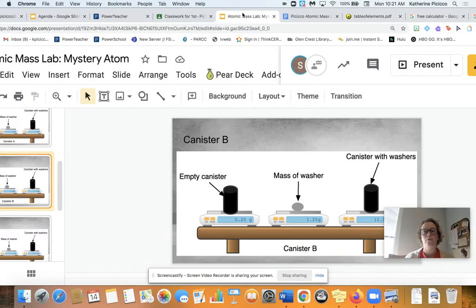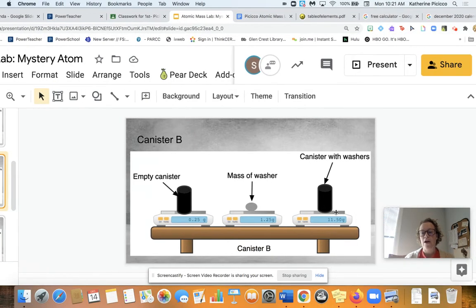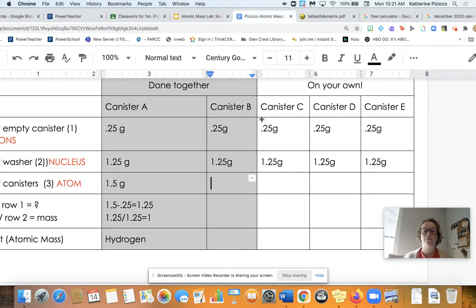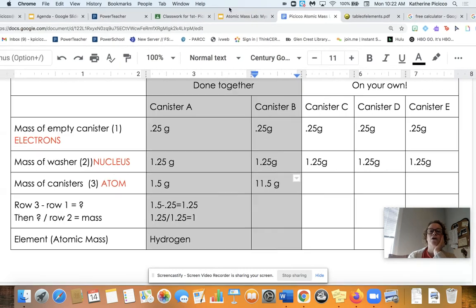So it weighs, whoops, I got to move this over with the camera. It weighs 11.5 total. So we have an atom that totally weighs 11.5. So that's what I'm going to enter here, 11.5. So if you look at it, this one's much heavier than hydrogen, right? It's almost 11 times heavier than hydrogen, okay, or a little bit less than that. Okay, so now we've got to figure out what atom this is, so we're going to do the math.